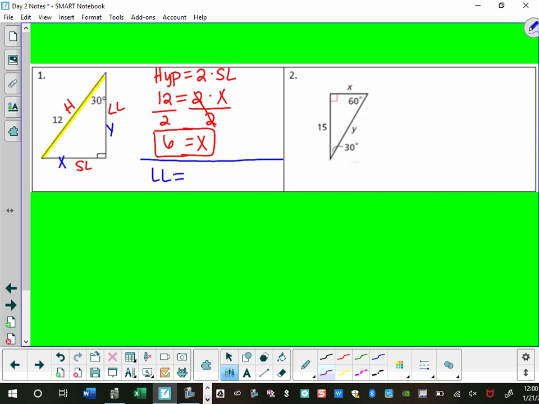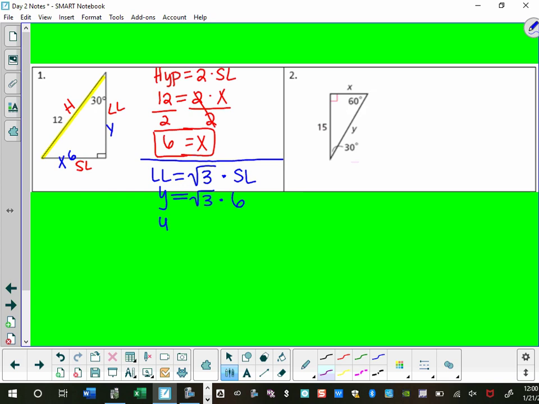What's my equation to find the long leg? Long leg equals root 3 times the short leg, right? What did they give me for a variable for my long leg? Y. So y is equal to root 3 times, what do we get for my short leg? 6. That was my answer, we just solved for it.